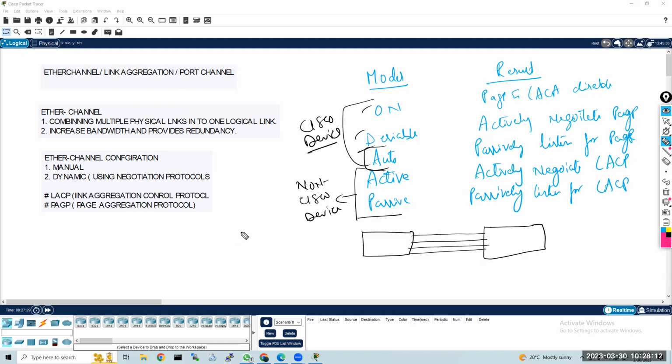So the successful combinations for EtherChannel would be on and on on both sides. Or desirable and desirable. Or desirable on one side and auto on the other. Or active on one side and active on the other. So you need not do anything else. Just configure it and automatically it will select it. Or active and passive.